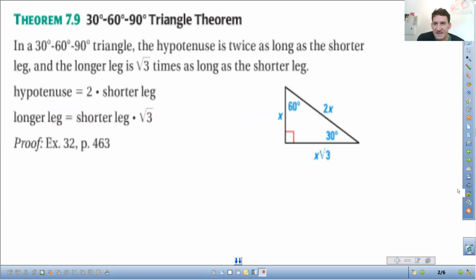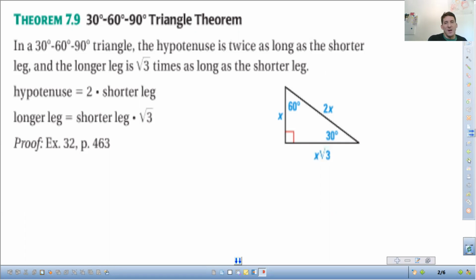This shortcut, it's the same idea. Using a shortcut, you can just multiply or divide to find the other sides. This one is a little bit different, a little bit harder because there's more to remember. Really, if you know the short leg, you can find the hypotenuse by multiplying by 2, and then you can find the medium leg by multiplying by the square root of 3.